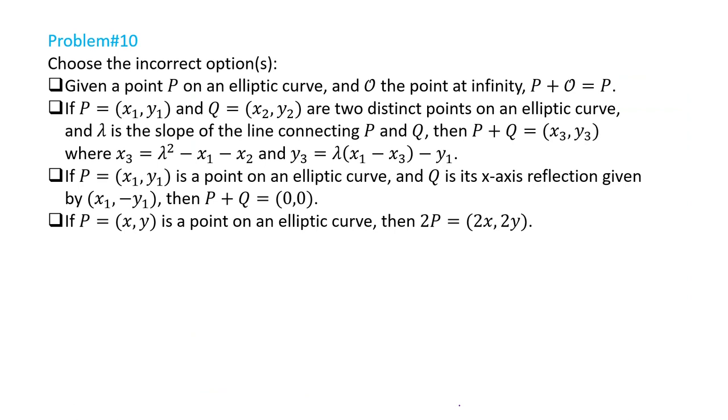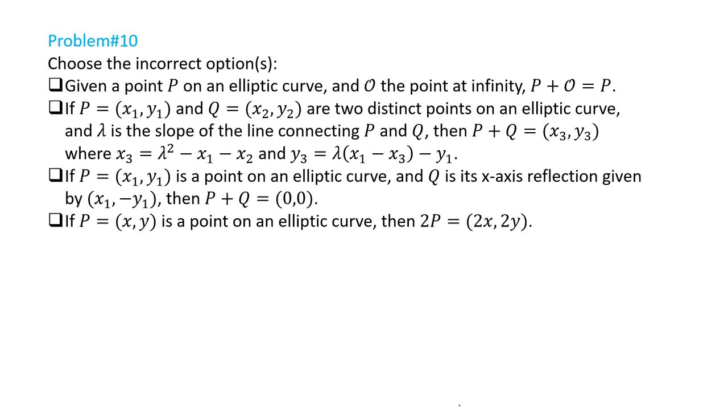Choose the incorrect options. Given a point P on an elliptic curve and O, the point at infinity, P plus O is equal to P. Next option says if P is equal to x1 comma y1 and Q is x2 comma y2 are two distinct points on an elliptic curve, and lambda is the slope of the line connecting P and Q, then P plus Q equals x3 comma y3, where x3 is lambda square minus x1 minus x2 and y3 is lambda into x1 minus x3 minus y1. Okay, going one after another.